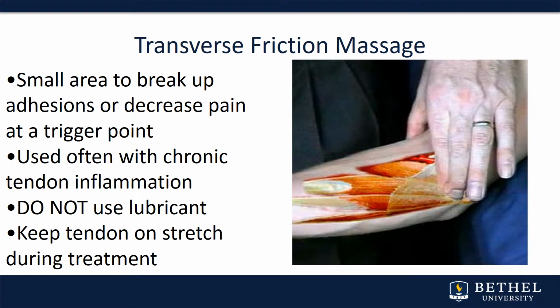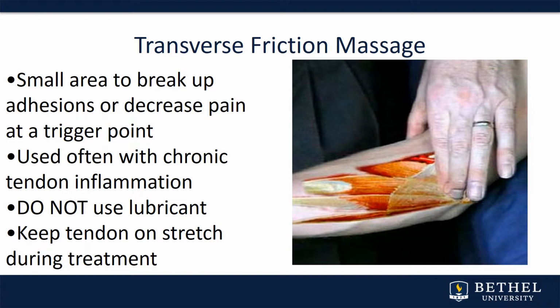Transverse friction massage is a very different kind of massage. It's used to break up adhesions or decrease pain in a small area that we call a trigger point. It's often used with chronic tendon inflammation. We will not be using a lubricant of any kind because we will be pushing and sliding the ends of the fingertips over the inflamed tissue. And if we have a lubricant, all we're essentially doing is causing abrasions on the skin.